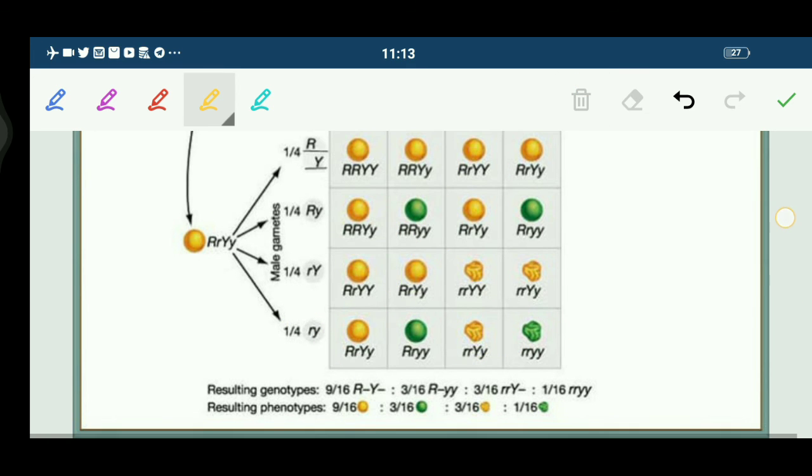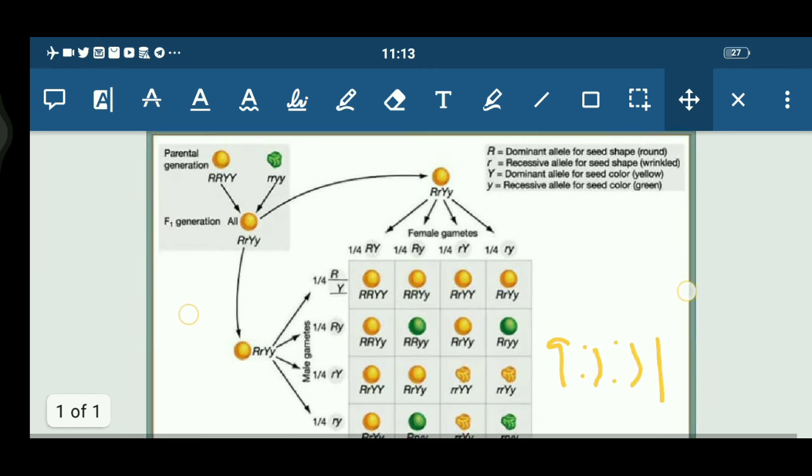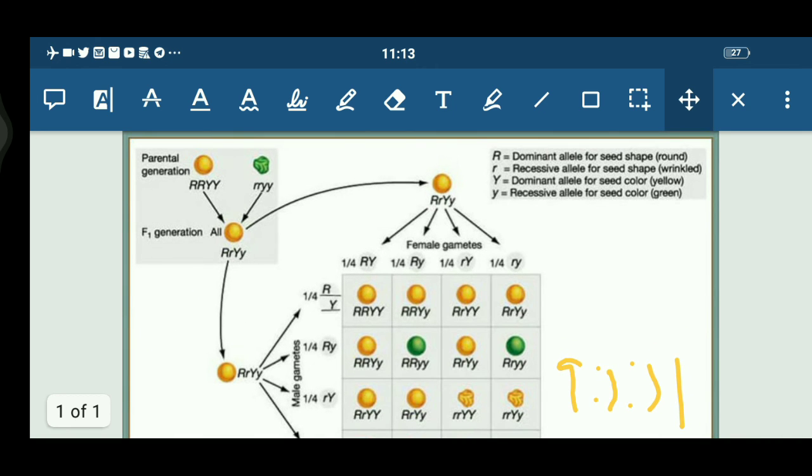So we have got the result, that is 9:3:3:1. This is the ratio, children. 9 is round yellow, 3 is round green, 3 is wrinkled yellow, and 1 is wrinkled green. Fine children, I hope the concept is clear to everybody. So this was about the law of independent assortment. We had discussed the inheritance of traits for one contrasting character and two contrasting characters. Thank you everyone.